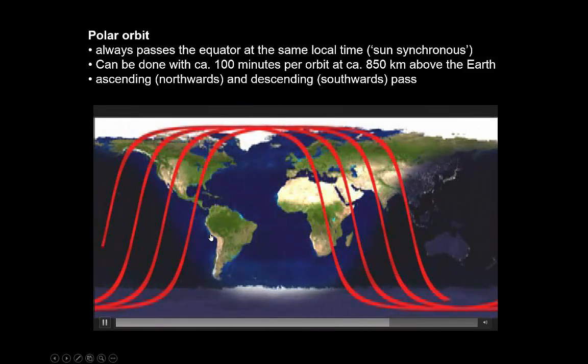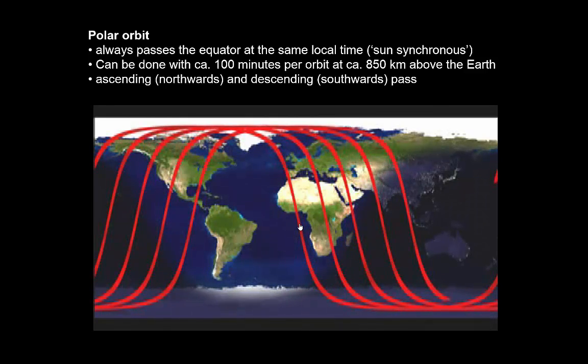And so when you map that to a projection like this, you'll see these sort of swath patterns, and you'll also realize that one of the two can have a daytime crossing, and the other one's going to have a nighttime crossing. The two will be 12 hours apart.